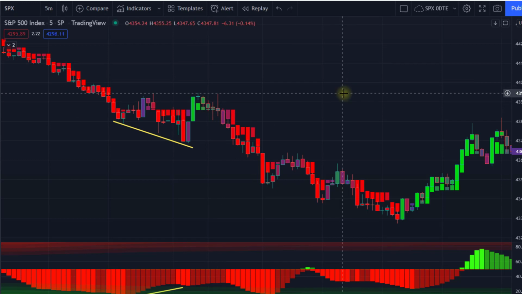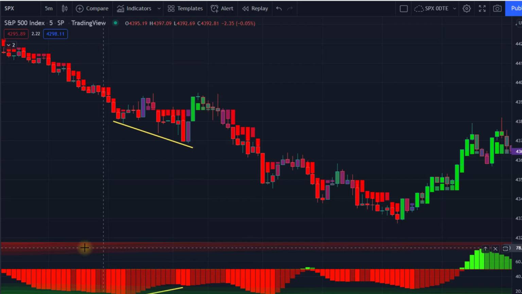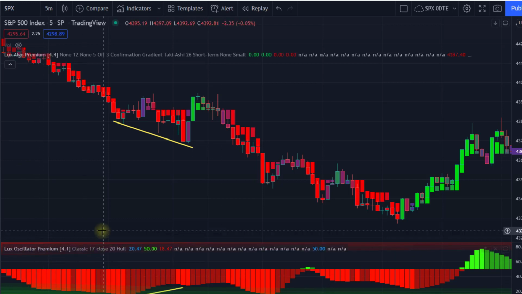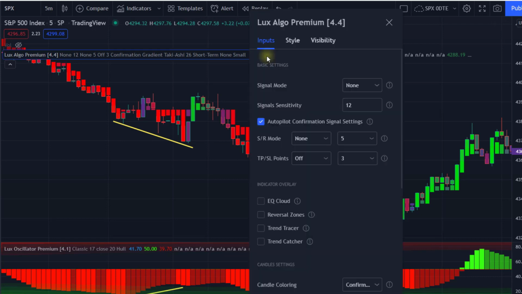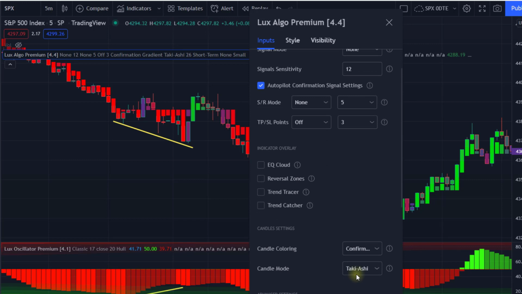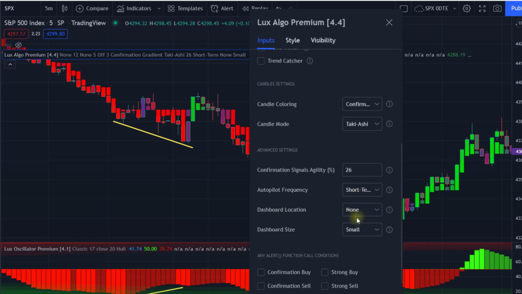Again, my settings are pretty simple. I'm using the Lux Oscillator Premium with the default settings, and I'm using the candle color mode confirmation gradient and the Heikin Ashi candles, and I have autopilot set, and I'm looking at a short-term time frame.